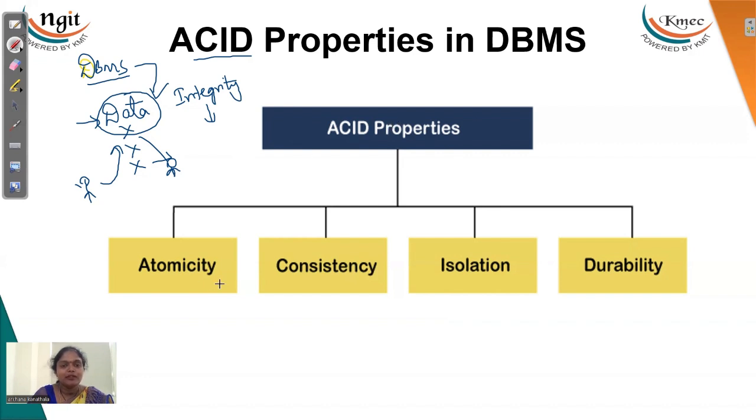So these have been abbreviated to atomicity, consistency, isolation, and durability. These are the four important fundamental properties which help us maintain the database management system in a proper manner. Now let us deep dive into each and every one. So the first one is atomicity.